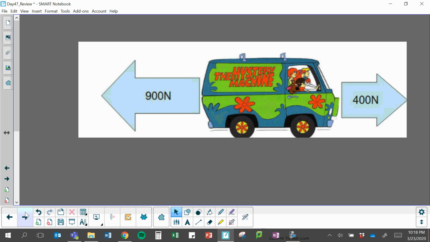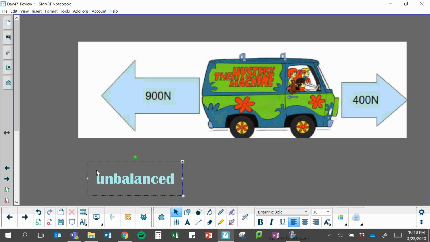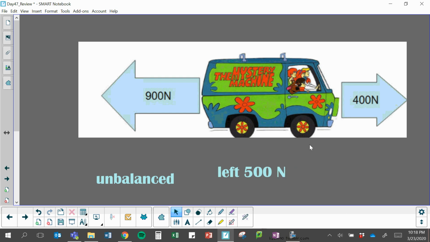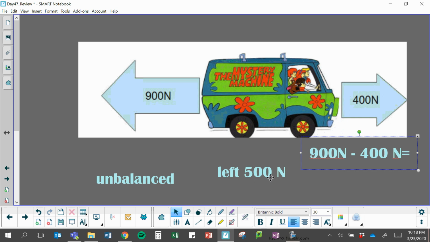Okay, what about this one? So this one is also unbalanced. And this one we're going to go to the left, and we're going to go to the left by 500 newtons because we do 900 newtons minus 400 newtons equals our 500 newtons.